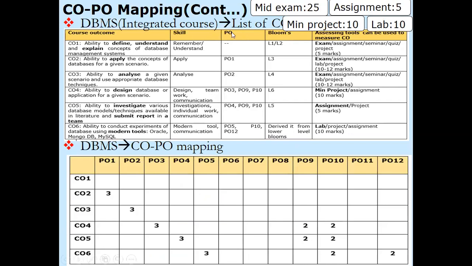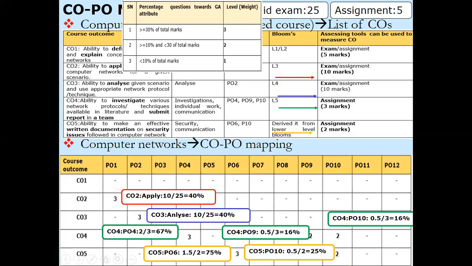Swaminathan. Swaminathan. I have one doubt, sir. Yes, sir, tell me. I have one doubt, sir. Sir, you have allocated 5 marks. You have allocated 5 marks for CO1 and CO2.